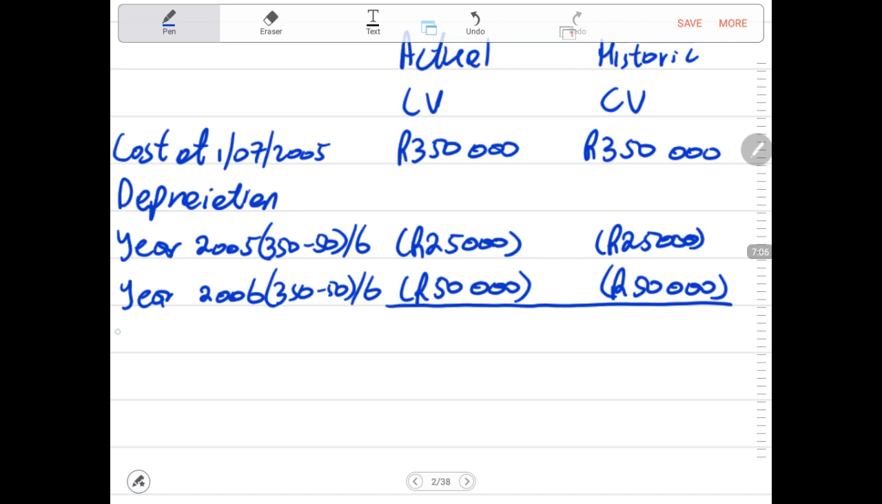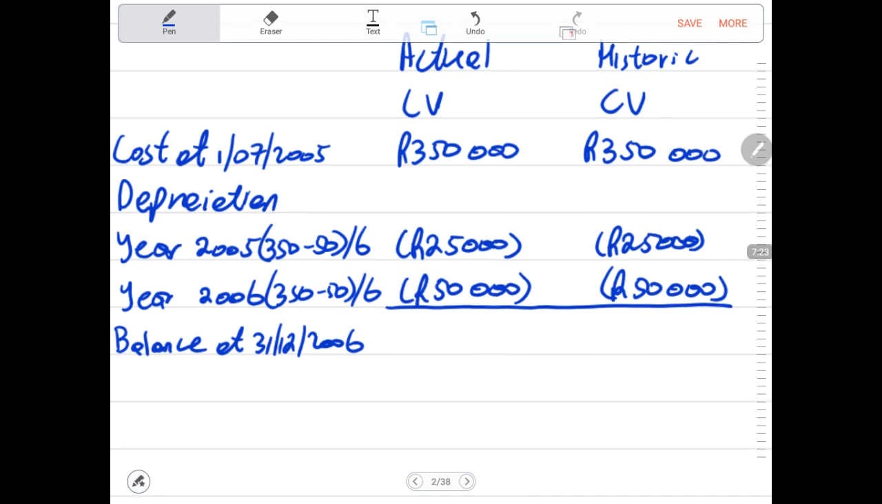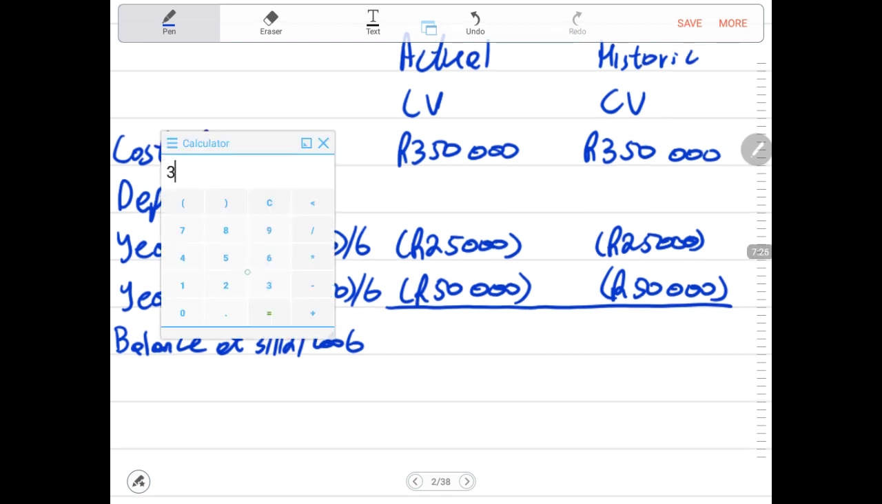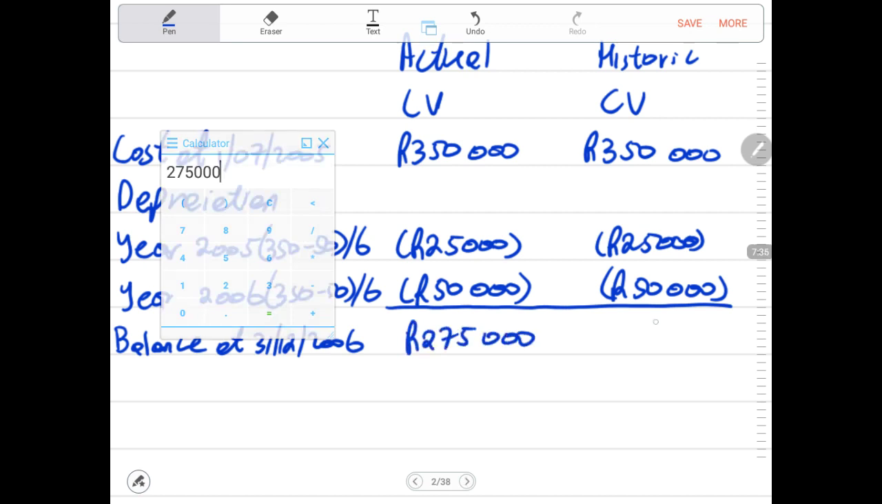Then now we get to what we call balance. We only say carrying amount at the end. Balance at what? Balance at 31st of the 12th month in the year 2006. Then now that will give us 75,000, obviously. 350,000 minus 75,000 rands. Very easy. We get to 275,000, and we do the same thing both sides, under historic and under actual.